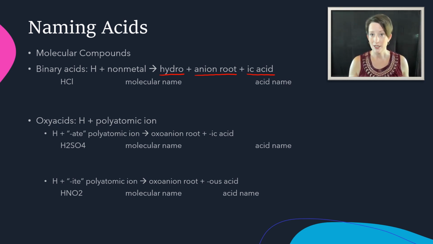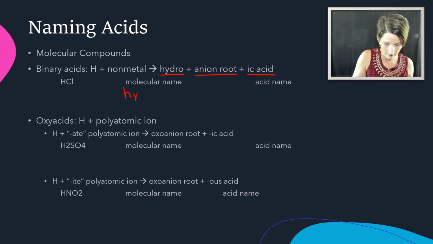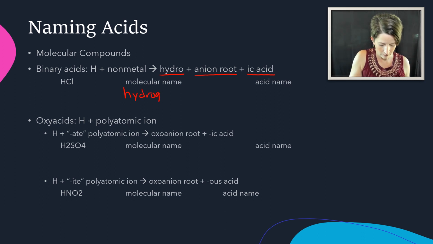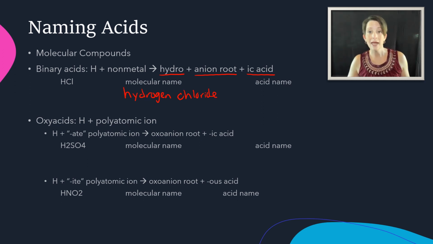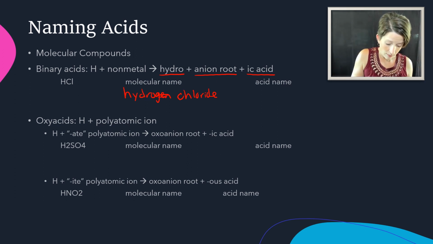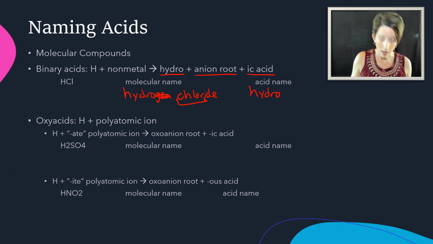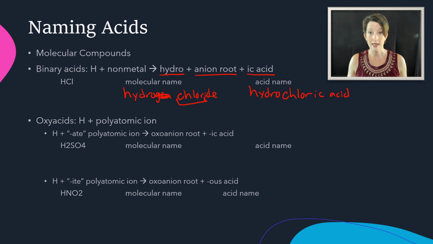One of the most common acids, HCl, we would have named based off its molecular name, hydrogen chloride. However, being an acid, it needs to be identified as an acid. Therefore, we're going to take that hydro, the root of hydrogen. We're going to take the root of the anion, chlor, so it's chlorine, chloride, chlor. And instead of ide, we say ic acid.